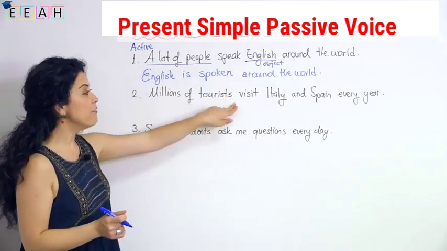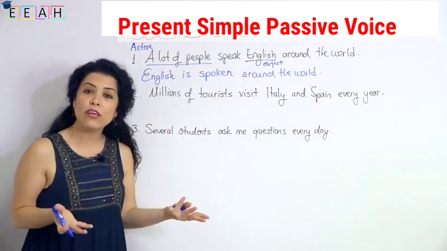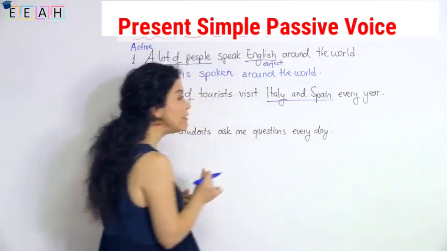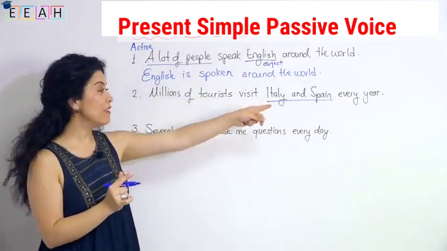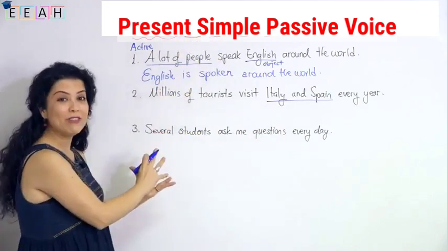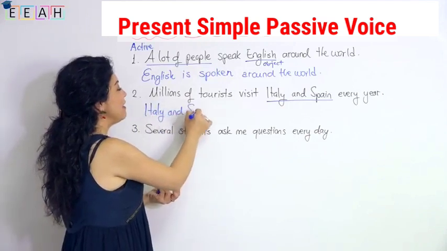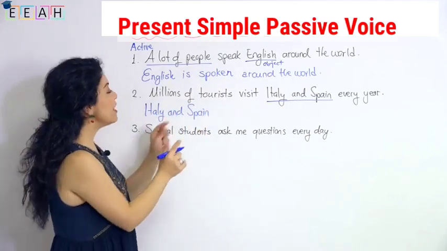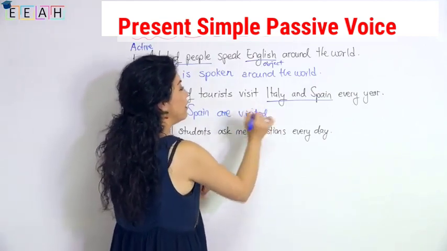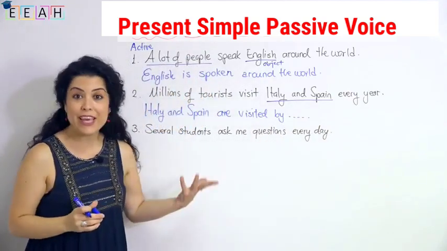Okay, another example here we have is this. Millions of tourists visit Italy and Spain every year. So, the tourists, what do? They visit Italy and Spain. So visit where or visit what? Italy and Spain. So this is the object of the sentence. If we want to form a passive voice, then we need to start with the object, remember? So we need to say Italy and Spain are visited by millions of tourists every year, okay?